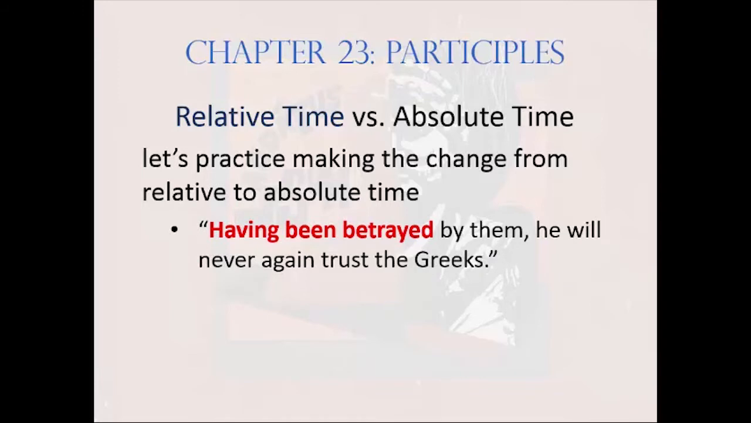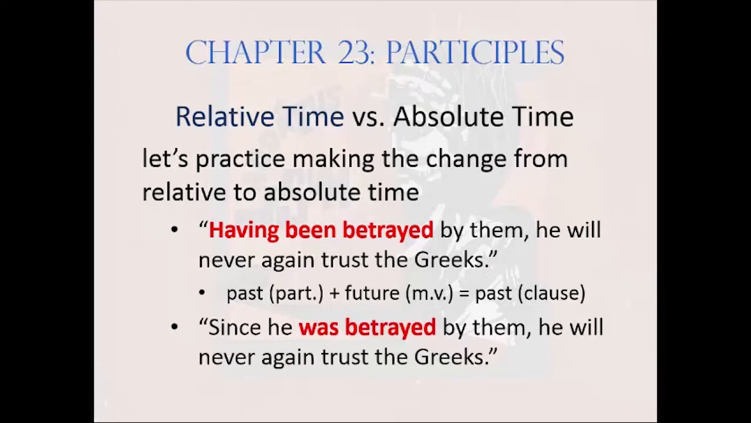Turn the participial phrase, having been betrayed by them, into a since clause, and be careful not to change the voice, please. Ask yourself, future tense main verb plus perfect participle equals what time value? That's right, past minus 1. Since he was betrayed by them, he will never again trust the Greeks.